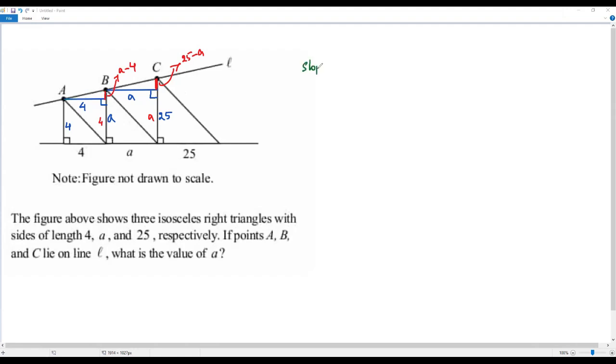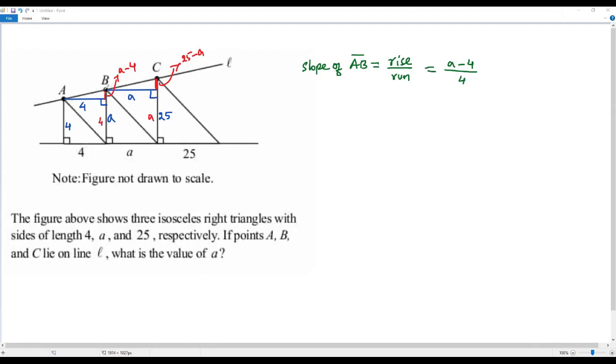Now let me write it over here. Slope of the line segment AB equals rise over run. Here the rise is given by the length of this small vertical line segment, that is A minus 4. We can plug in A minus 4 for rise, and for run, we can consider the length of the horizontal line segment, that is 4. Also the slope of AB will be positive because it's a rising line segment.